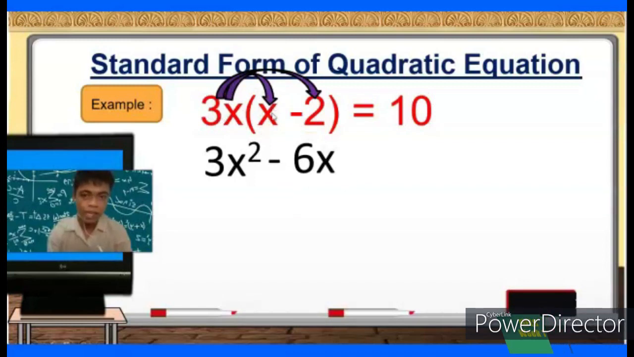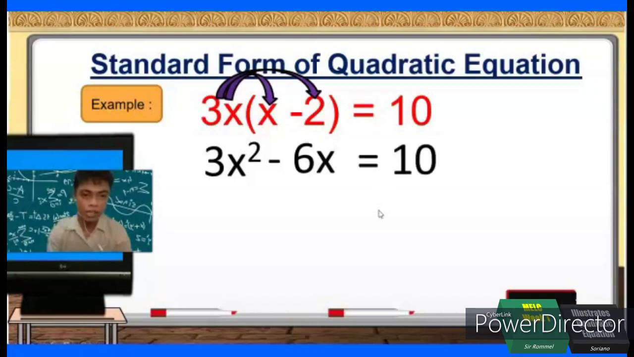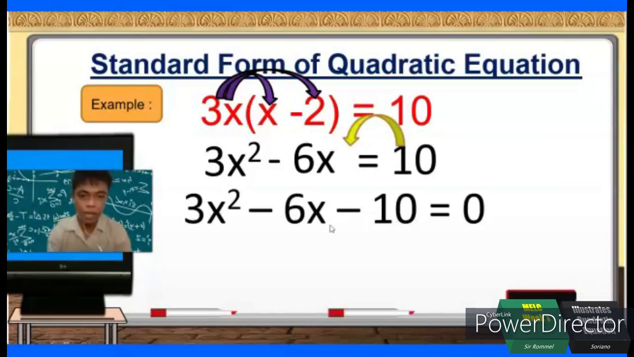Anong property ang in-apply natin dito? Yung in-multiply natin, yung 3x by x, then yung 3x by negative 2. Yes? Ang tawag natin doon ay distributive property. Very good. Then, equate natin into 10. Tapos, anong next? Okay, good. Ililipat natin yung constant term sa left side at babaguhin natin yung sign. So, magiging 3x squared minus 6x minus 10 is equal to 0.